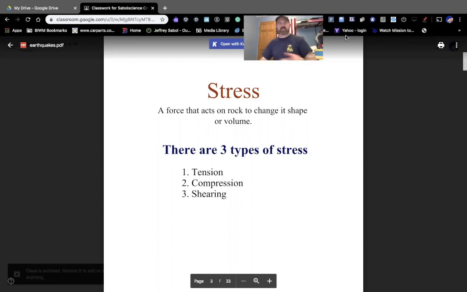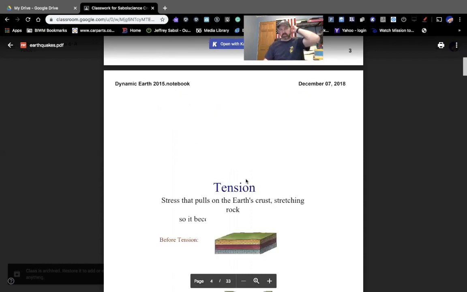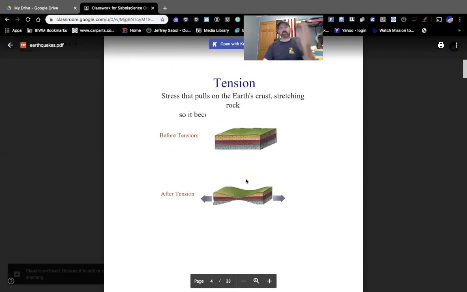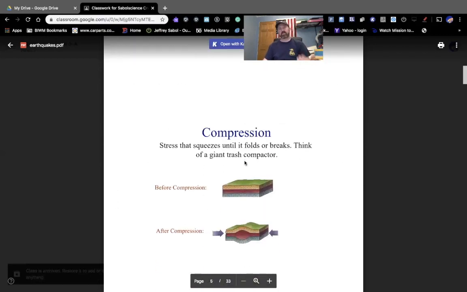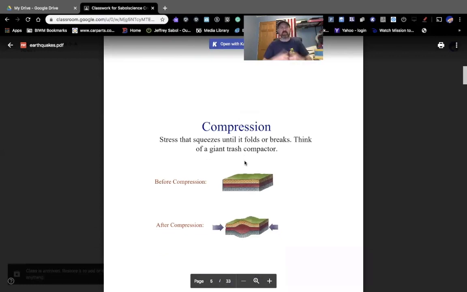First thing we have is stress, a force that acts on a rock to change it. We talked about tension, compression, and shearing. Tension, when we take an object and pull it apart, causes it to become thinner. So rock gets thinner. Compression squeezes or squishes together, and it also makes it thicker. We did that the other day. So you see it makes it thicker when you push it together.